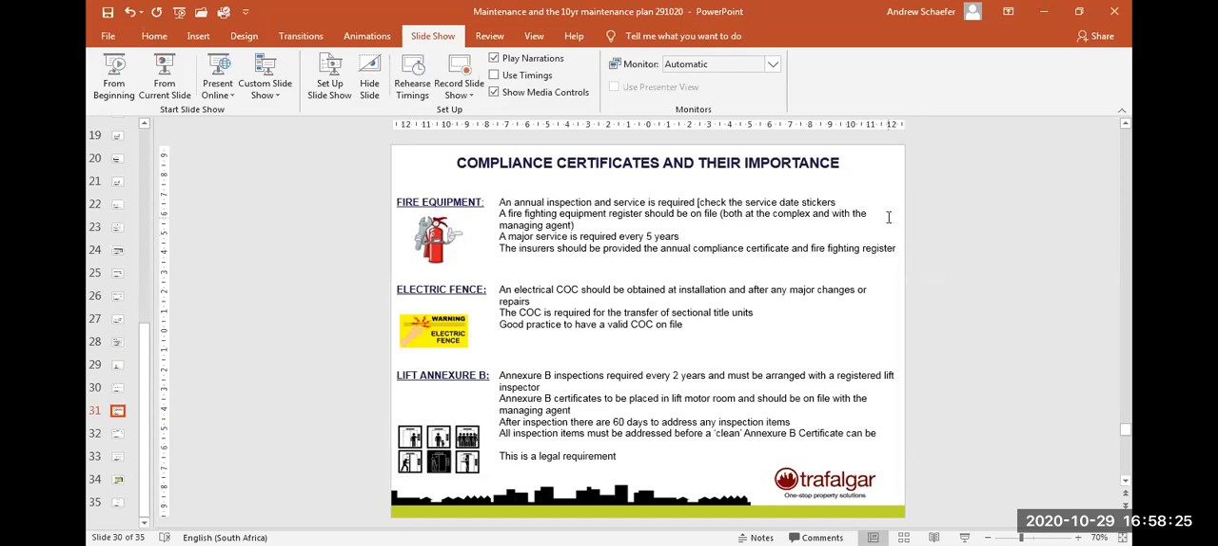So that's the fire equipment, making sure that it's inspected and serviced annually, a major service every 5 years, a maintenance register, a register of fire equipment on file, and certainly the insurers should be provided the compliance certificate each and every year. An electric fence compliance certificate for sectional title schemes is required for transfers, so it should be on file. It is often requested by conveyancing attorneys.